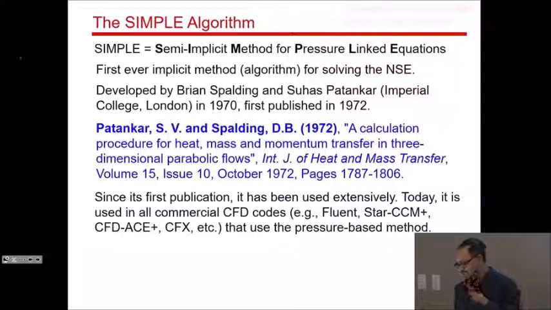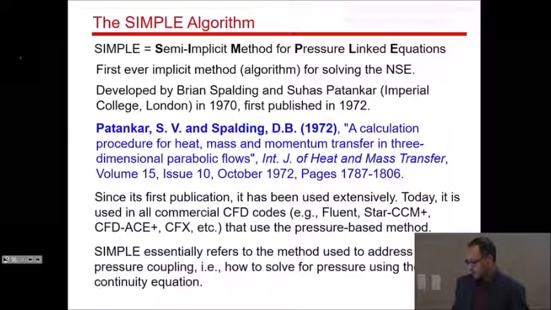Now, since its publication, of course, the SIMPLE algorithm is used in all commercial codes. Fluent, Star-CCM+, CFD, CFX, every code uses this method. Now, of course, there have been a lot of developments to this. There have been developments where, for example, people say, we're not going to use segregated solution anymore. We're going to solve the equations in a coupled way, an alternative formulation. But it's still not the density-based method. It's still the pressure-based method and so on.